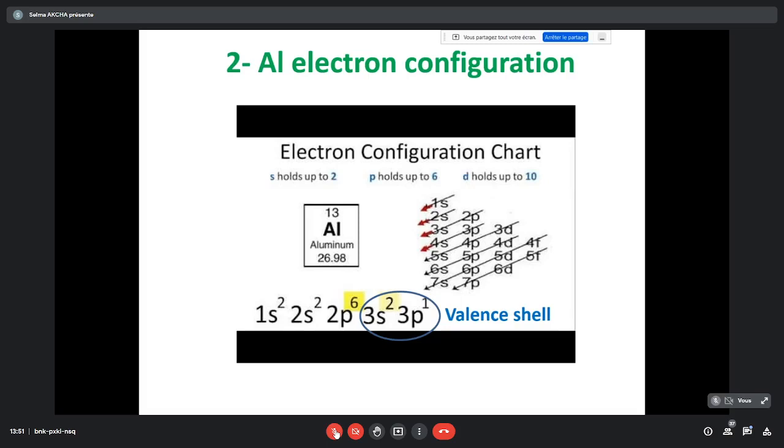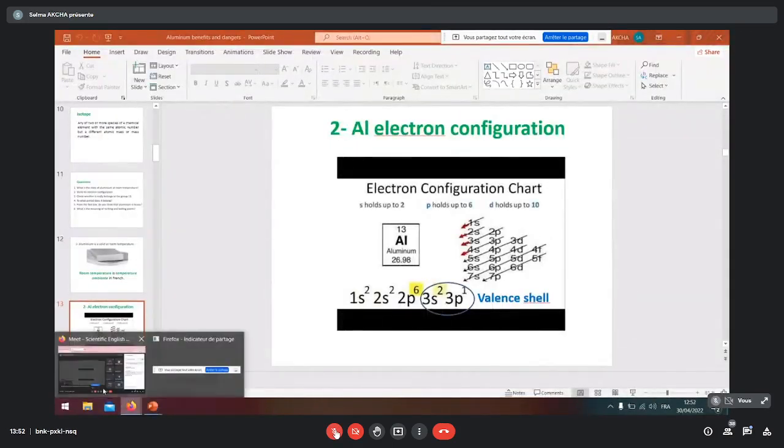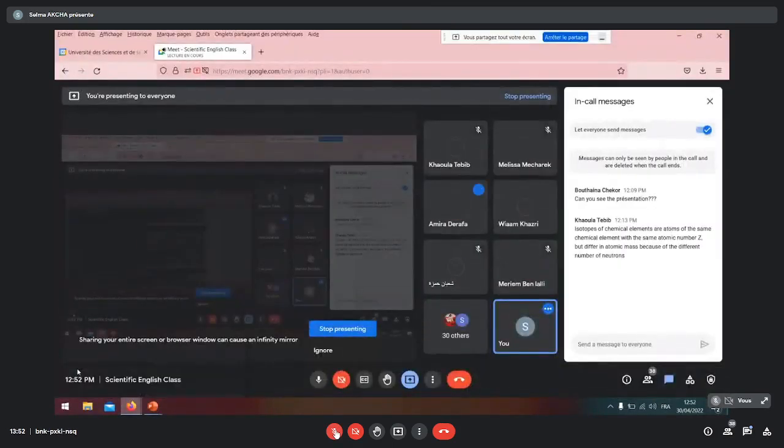In our case, we wrote the last orbital. Yes? Actually, no, be careful. You have to look at the principal quantum number. Tell me, girls, the total number of electrons is the atomic number. Yes, the total number of electrons is the atomic number.